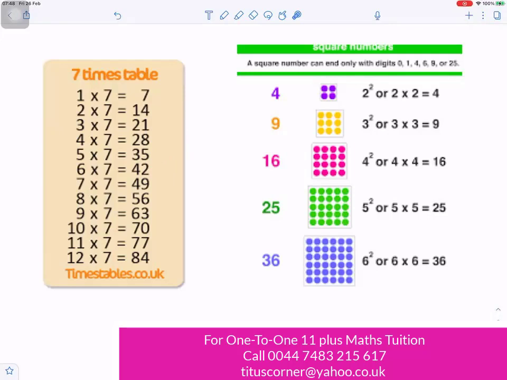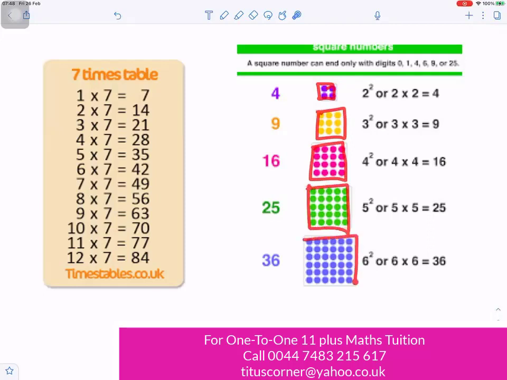And then you need to know what a square number is. So you can have 2 times 2 is a square number. 2 times 2 is 4. So 4 is a square number. 3 times 3 is 9. 9 is a square number. 4 times 4 is 16. 5 times 5. So you see, you can fit them in a square. So that's what square numbers are.